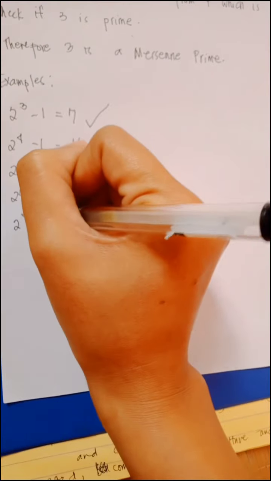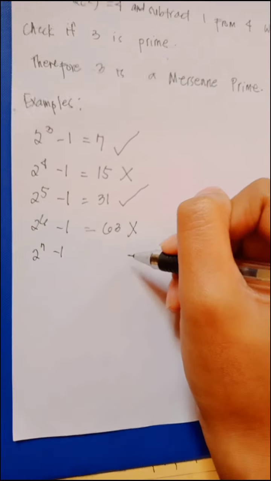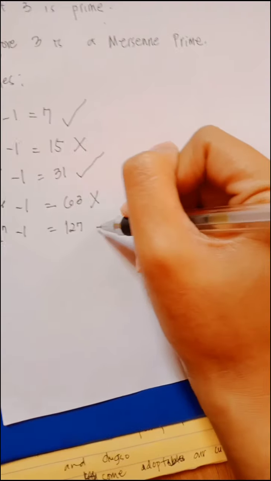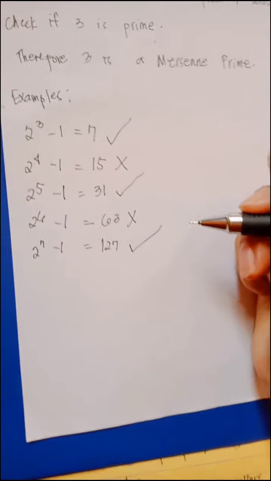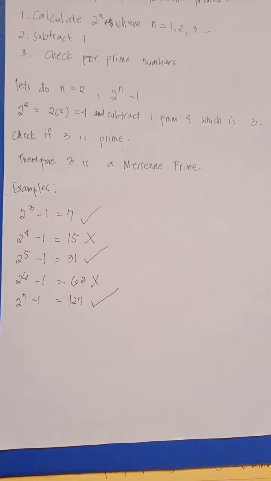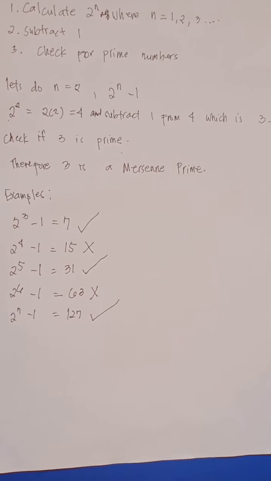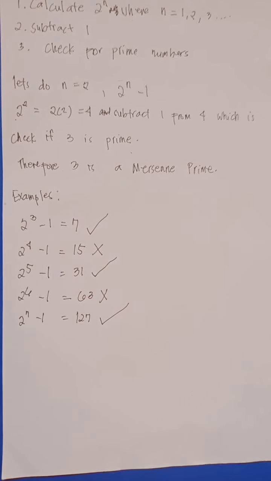And then 2 to the power of 7 minus 1 is equal to 127. That's correct, it's a Mersenne prime. So that's what Mersenne primes are and how we find them. That's all. Thank you.